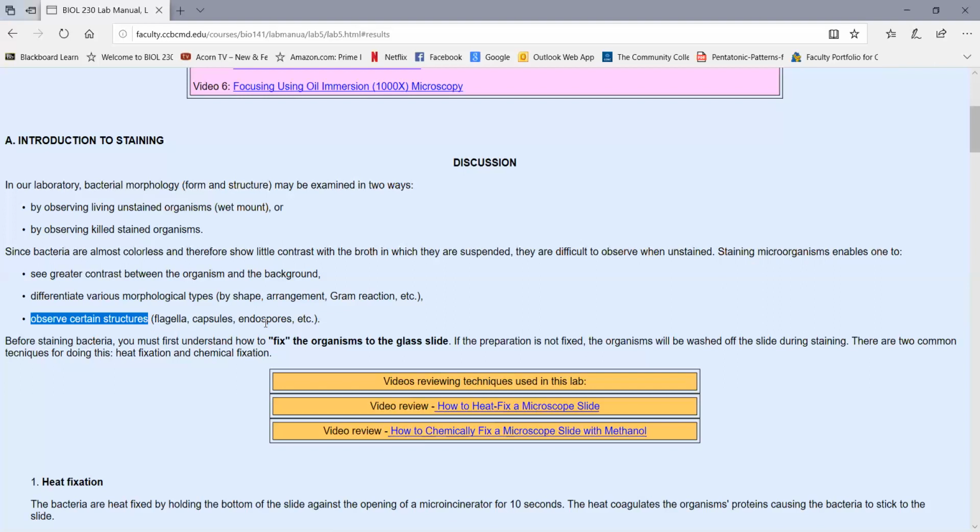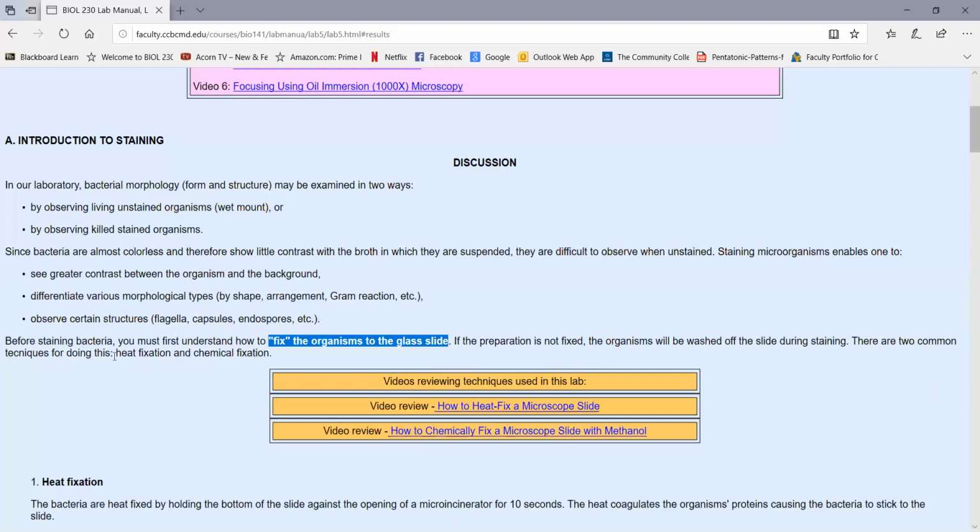But no matter what we're doing, we need to learn first how to fix the microorganism to the slide so it doesn't wash off. We're going to be putting the bacteria, mixing them with a drop of water on the slide, and then we're going to be staining them with liquid dye and then washing the excess dye off with water. And all of that, of course, would cause the bacteria to wash off the slide as well if we didn't have the bacteria stuck to the microscope slide. So the reason for fixation, of course, is so the organisms won't be washed off during staining.